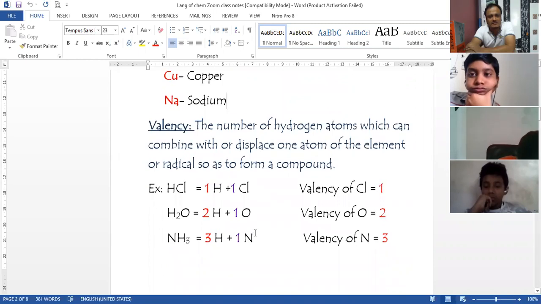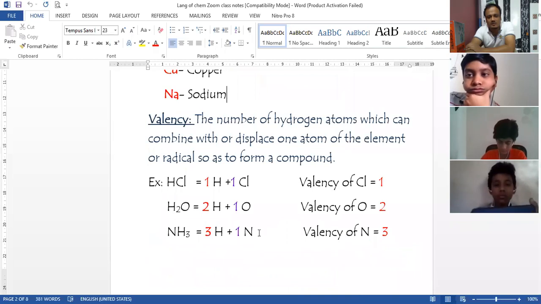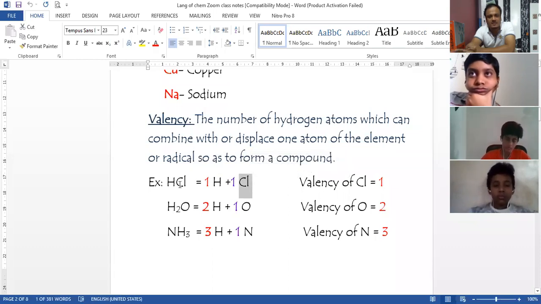The definition of valency is given on the screen, which is the number of hydrogen atoms which can combine with or displace one atom of the element or radical so as to form a compound. If I'm taking an example, it will be very easy to understand. Take a compound, say HCl. I have one chlorine atom there, combining with one hydrogen, so the valency of chlorine is 1.